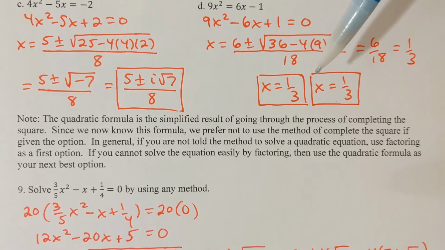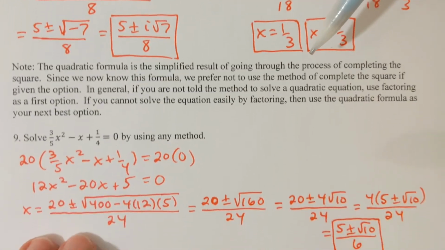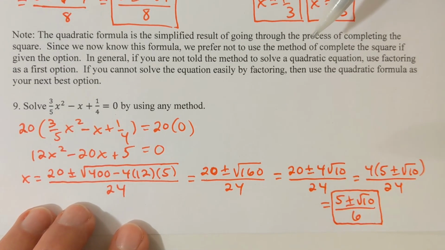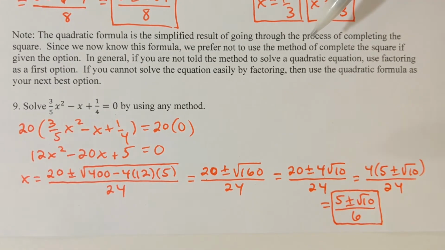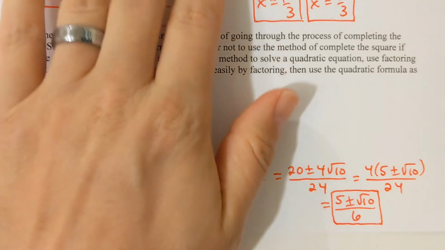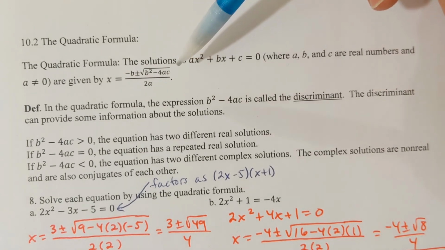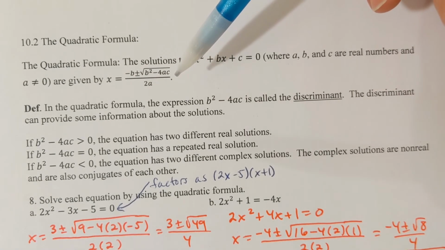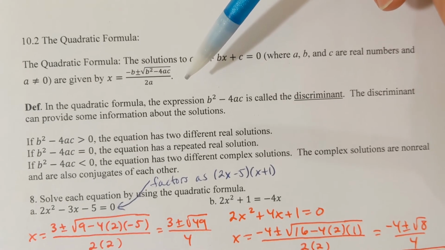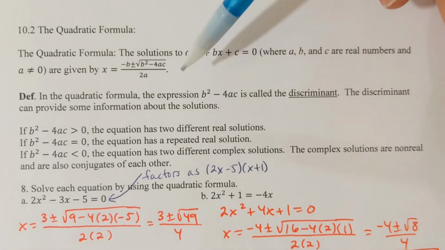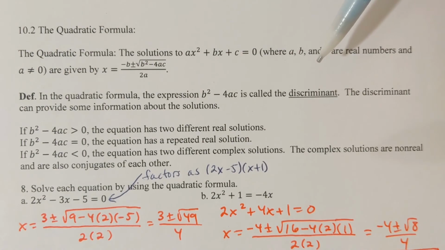The completing the square method is a method that I do still want you to know. But we prefer not to use that method because somebody has already done us a huge favor, and they have used that method for us. This formula that we see is the simplified form of going through the completing the square process. So why do that again? If somebody has already done that for us, we just go to the formula.